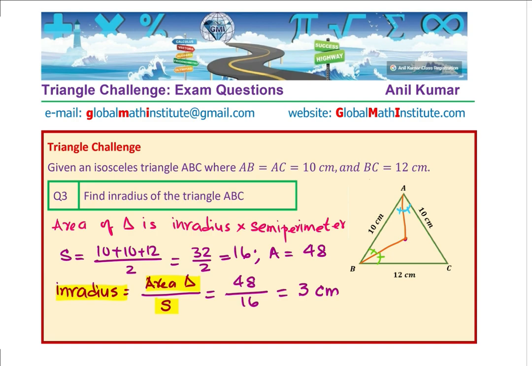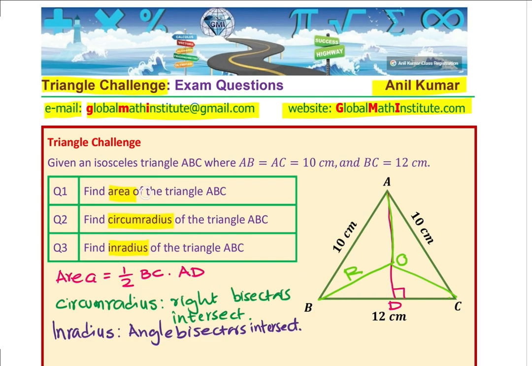So with that, we end our video. I hope you understand the strategy to find all the three things, which is area, circumradius, and inradius for a given isosceles triangle.